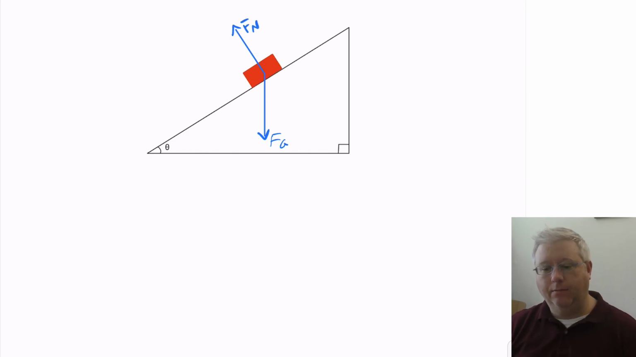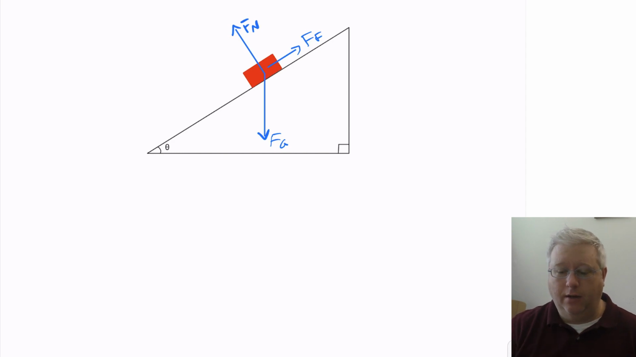And what other forces are going on here? Well, there's going to be a frictional force, a kinetic frictional force along that direction. So now we can see that the direction of the acceleration and the net force is going to be down the plane.